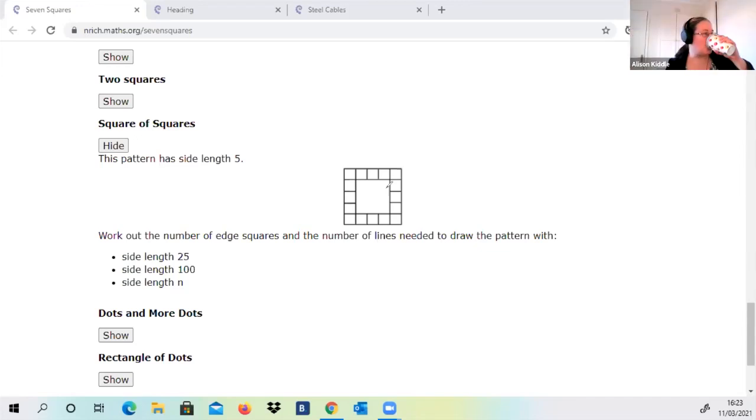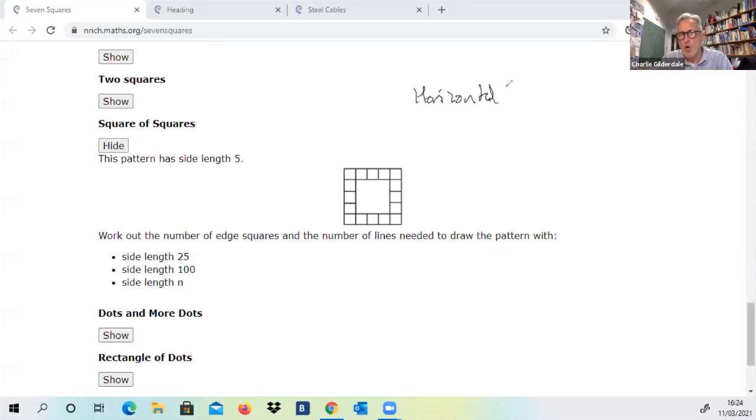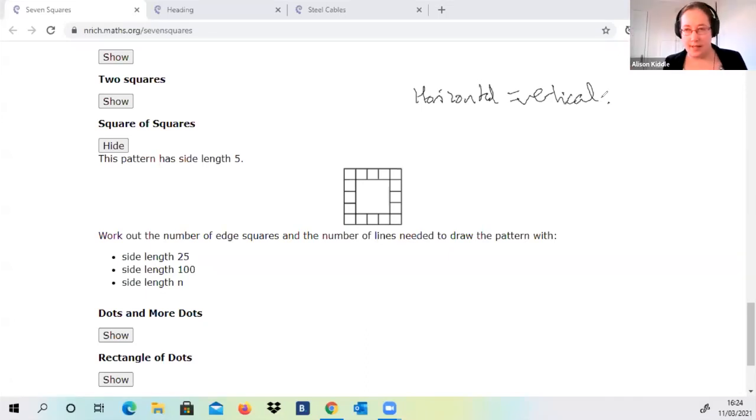Okay. Because I noticed that the number of horizontal and vertical lines must be the same. Because if I rotate that shape by 90 degrees, all the lines that are currently horizontal will become vertical, all the vertical lines will become horizontal, and the shape won't change. So the image I get is going to be the same. Therefore, by swapping the horizontal for vertical and vertical for horizontal, nothing changes. It must be the same number. Okay, I feel a bit better about it now, because that means I only have to count half the lines rather than all the lines.